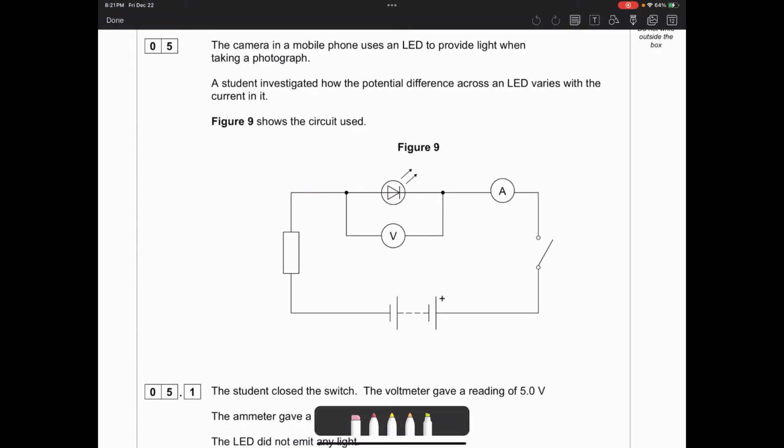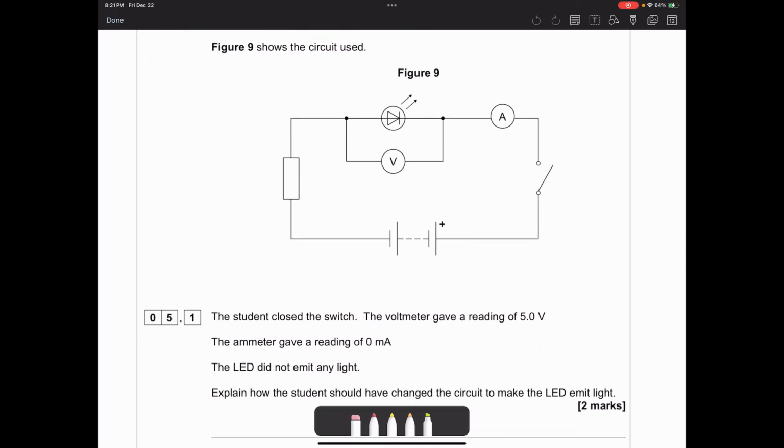Question number 5 then. A camera in a mobile phone uses an LED to provide light when taking a photograph. The student investigated how the potential difference across an LED varies with the current in it, and figure 9 shows the circuit used. So this is your circuit you should recognise from your voltage current graph required practical: ammeter in series, voltmeter in parallel across the component that you're testing. The student closed the switch and the voltmeter gave a reading of 5 volts. The ammeter gave a reading of 0 milliamps. The LED did not emit any light. Explain how the student could have changed the circuit to make the LED emit light.